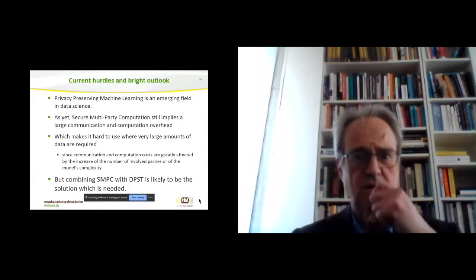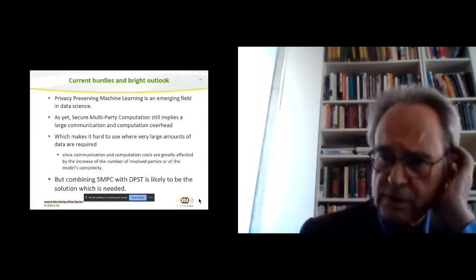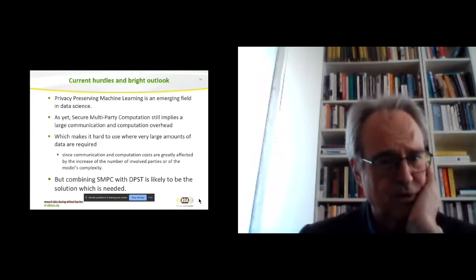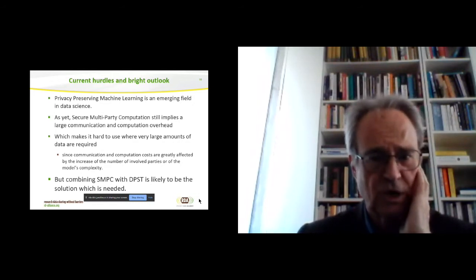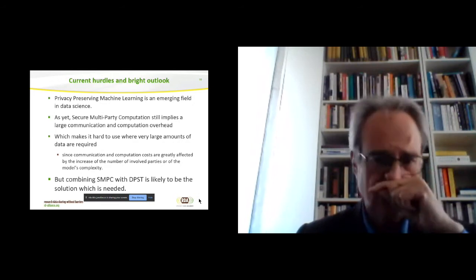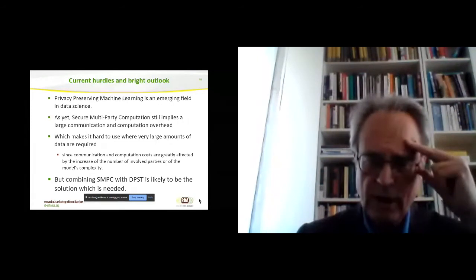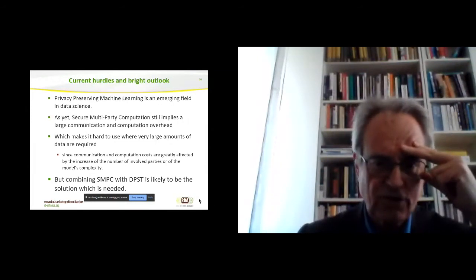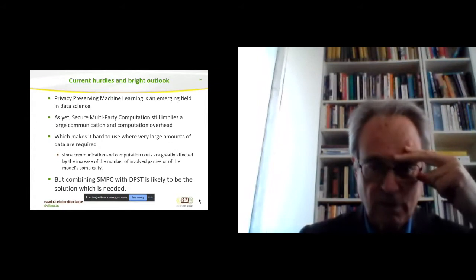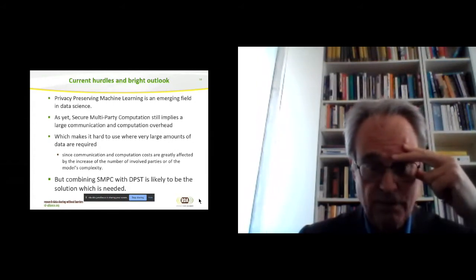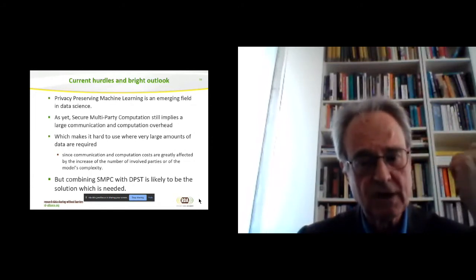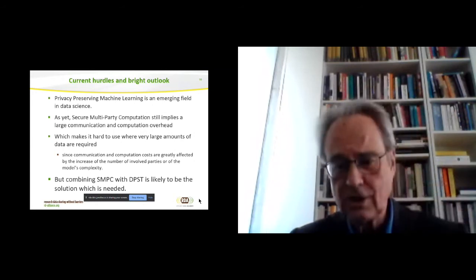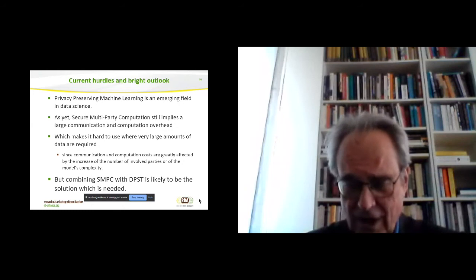There are current hurdles, and there is, however, a bright outlook for this. Privacy-preserving machine learning is an emerging field in data science. As yet, secure multi-party computation still implies a large communication and computation overhead, which makes it hard to use when very large amounts of data are required, since communication and computation costs are greatly affected by the increase of the number of the involved parties or of the model's complexity. But combining secure multi-party computation with differential privacy synthetic data is likely to be the solution which is needed, according to the state of the debate as far as I've seen it up to now.